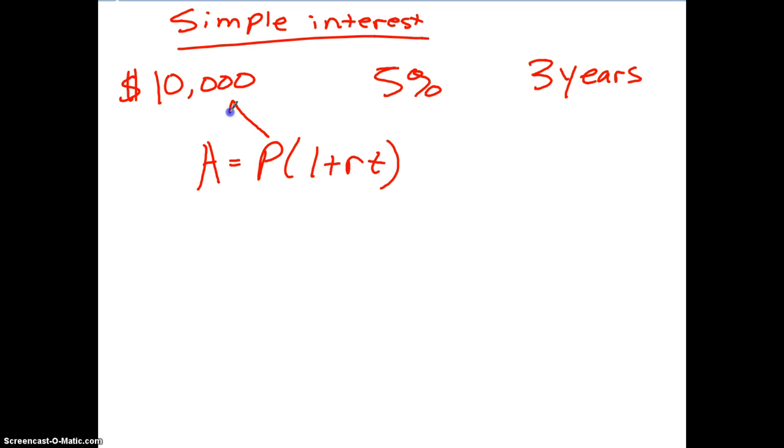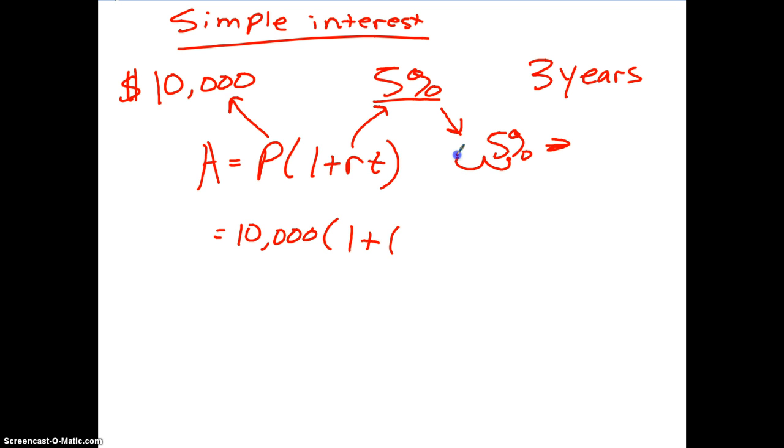Okay, so P is the starting amount, so this is going to be 10,000 times 1 plus. Now we like to use parentheses here just to make sure that we can do order of operations the right way. R is the interest rate written as a decimal. Now, 5% written as a decimal. How you change this is you move the decimal place over 2 places. So this is going to change into 0.05 as a decimal. And then my T is going to be the years that it is in here for. So that's going to be 3.